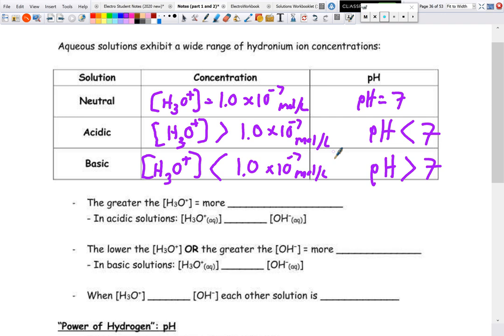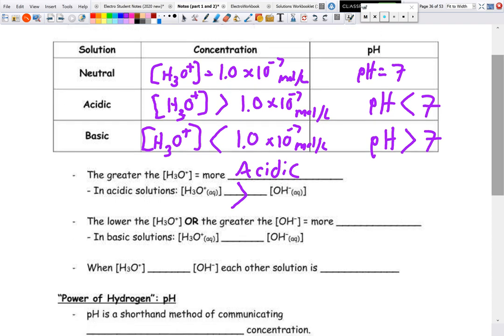Now, just kind of summarizing this up here. So the greater the concentration of hydronium, the more acidic the solution. In acidic solutions, the concentration of hydronium is greater than that of hydroxide. Now, if we lower the concentration of hydronium or increase the concentration of hydroxide, it's going to be more basic. And in basic solutions, the concentration of hydronium is less than that of hydroxide. And if hydronium is equal to hydroxide, then the solution is neutral.